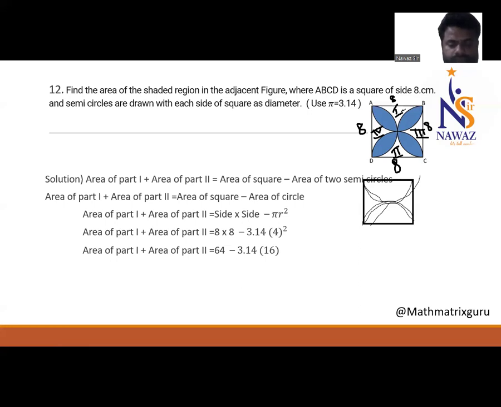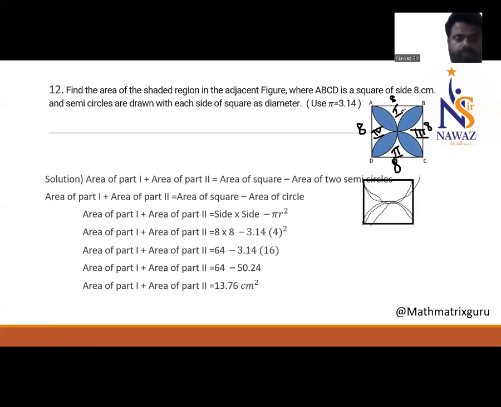So 8 into 8 is 64, minus 3.14 into 16. I ask you all to just multiply 3.14 with 16. We'll get 50.24. Upon subtraction, we get 13.76 centimeter square. So this is the area of part 1 and part 2. Area of part 3 and part 4 is also going to be the same.